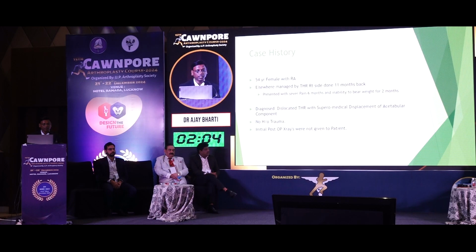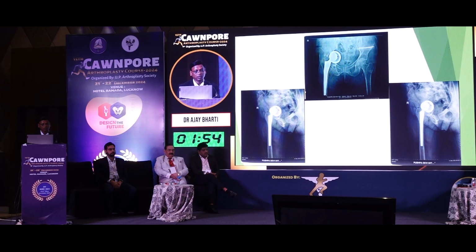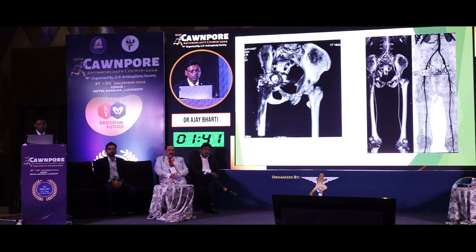So there's a case, a 54-year-old female with rheumatoid arthritis, managed elsewhere, presented with pain for 6 months and inability to bear weight for 2 months. So these are her x-rays, AP and Judet views. There is a dislocation of the acetabulum along with the head, and the acetabulum is placed more medially and superiorly. So a CT was done to assess the defect, and a CT angio was done.